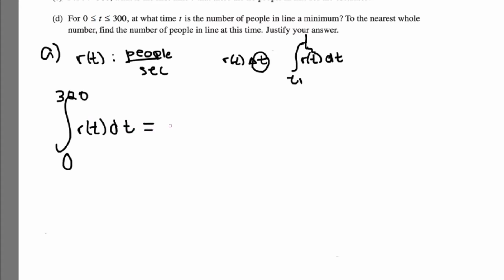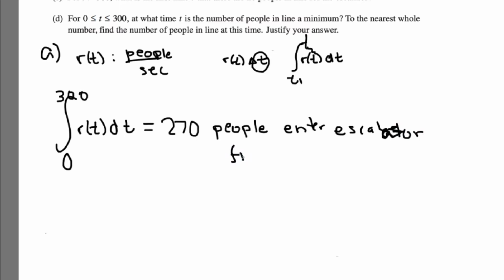We solve this out, and what we get is it's equal to 270 people who enter the elevator. I'm sorry, I keep saying elevator. Escalator. My pen's going all crazy. Escalator, from times. This epsilon just means in, so times in 0 to 300 seconds. Cool.